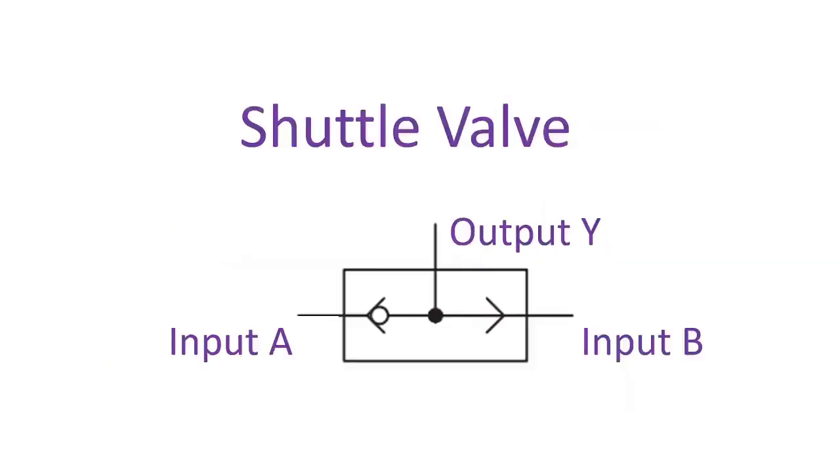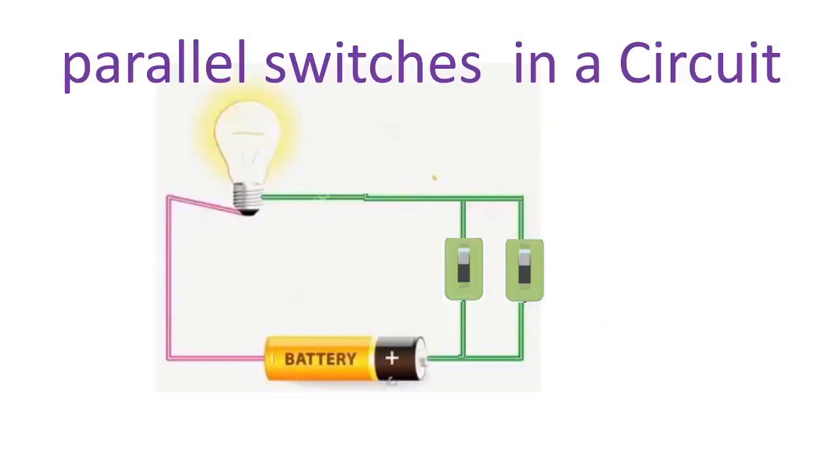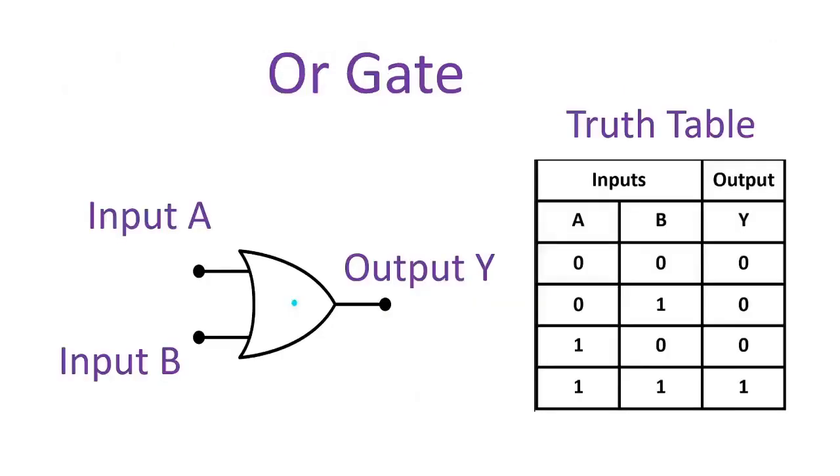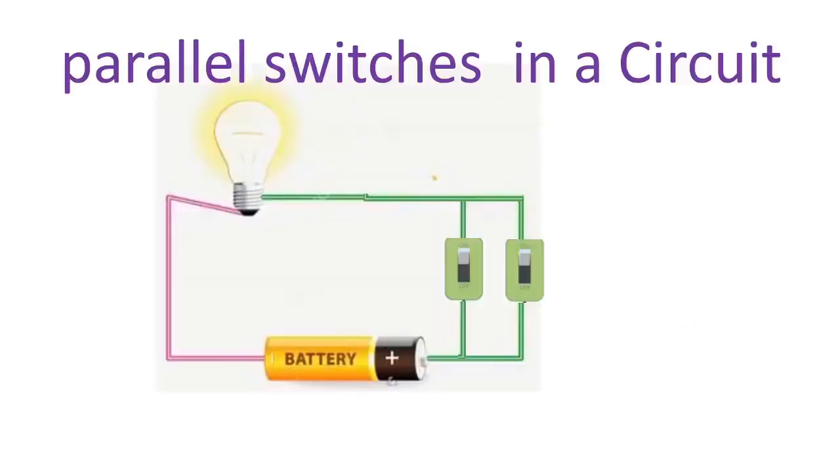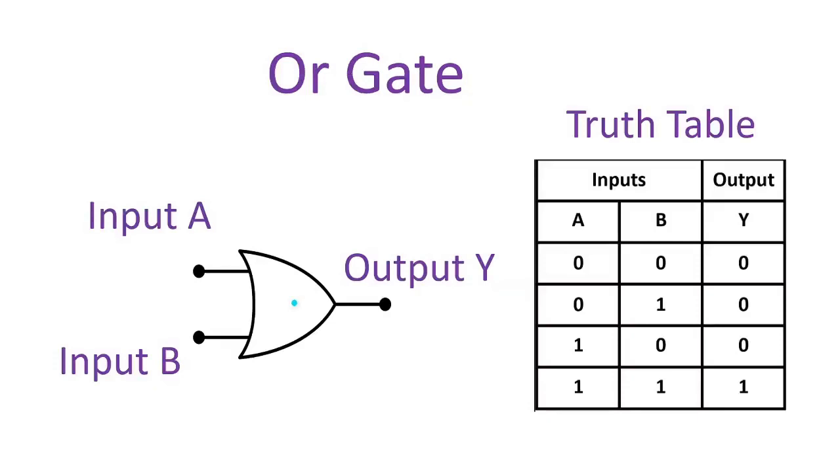And shuttle valves work on the same principle as a parallel circuit and OR logic gate. The output of the shuttle valve is true if either of the two inputs is true. And in the parallel circuit, the bulb will glow if either of the two push buttons is pressed, or if both push buttons are pressed together. And the OR gate behaves according to a truth table. The output of the OR gate is true if either of the two inputs is true. Otherwise, it's false.